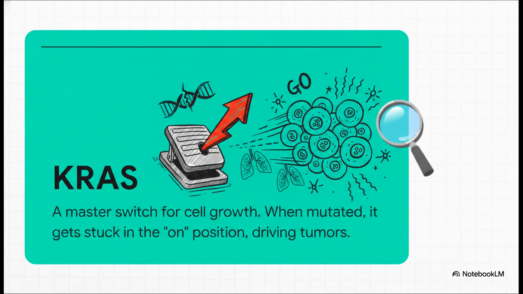So first off, what exactly is KRAS? Well, the easiest way to think about it is like a gas pedal for your cells. Normally, it tells a cell when to grow and divide and when to stop. But a mutation can literally jam that pedal to the floor, leaving it stuck in the on position. That gives the cell a relentless, non-stop go signal. And that right there is how a tumor gets started. It's one of the most common faulty parts in all of human cancer.